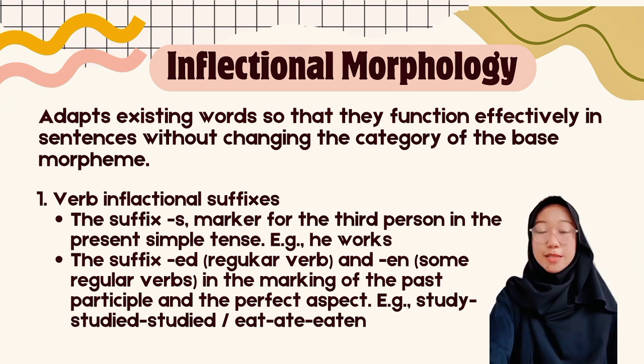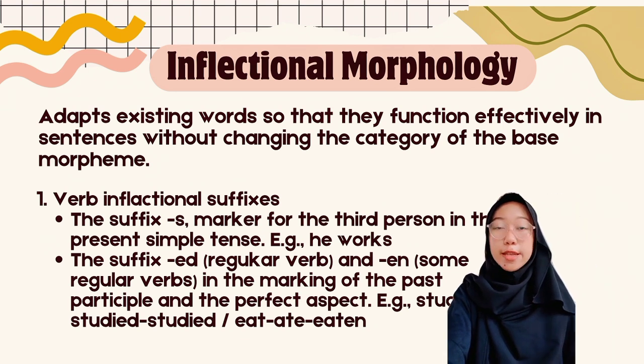And then the suffix ed and the suffix en are added to some regular verbs for marking of the past participle and the perfect aspect. For example, study, verb 1, studied, verb 2, and studied, verb 3, or eat, verb 1, ate, verb 2, and eaten, verb 3.